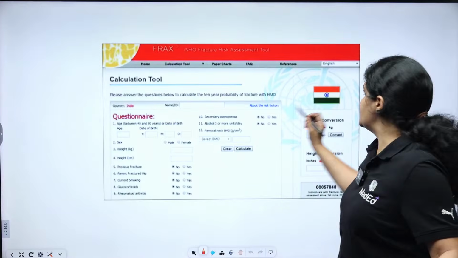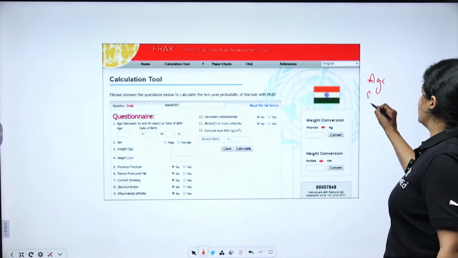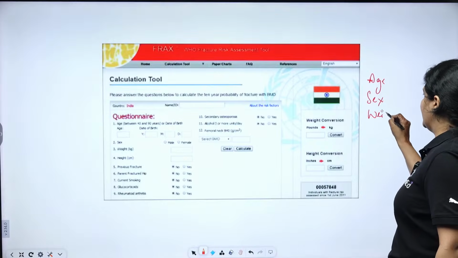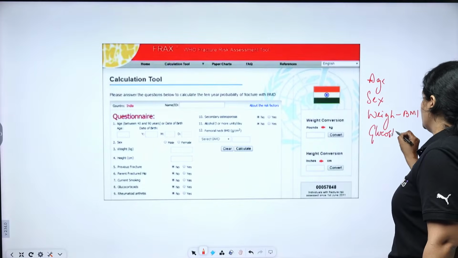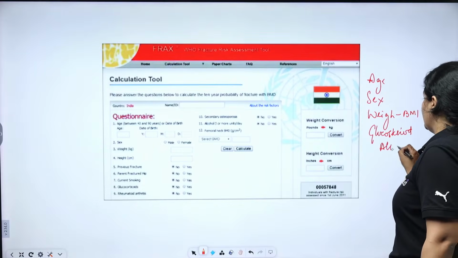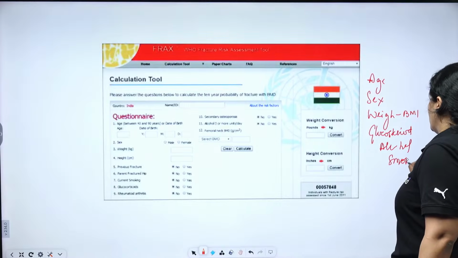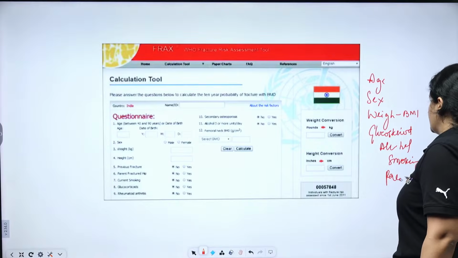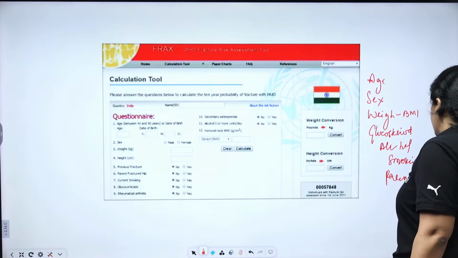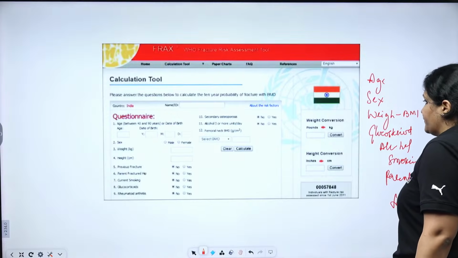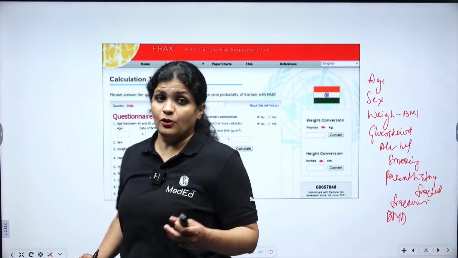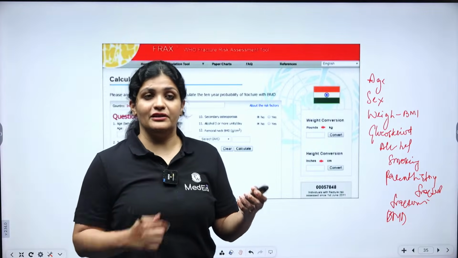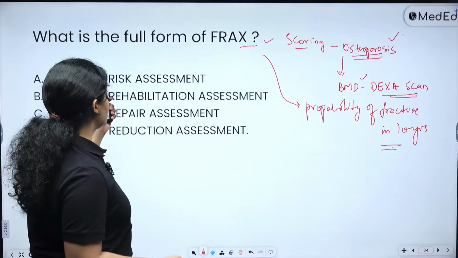So remember, age, sex, weight and height, that is calculating your BMI. Then glucocorticoid usage, then alcohol and smoking, and any risk for secondary osteoporosis you have, and your parental history of fractures or any fracture history yourself, so fragility fracture history, and BMD. All these are calculated, and now they will tell you whether you are at risk of having fractures in the next 10 years. It is called fracture risk assessment.